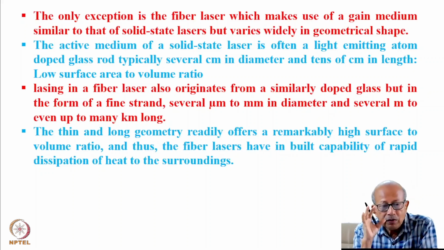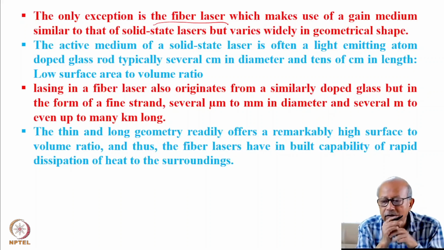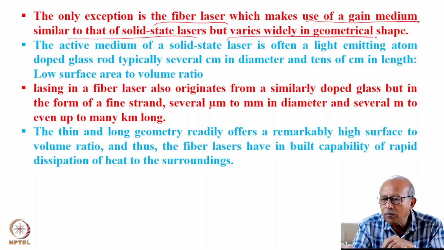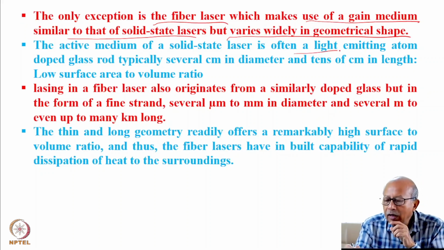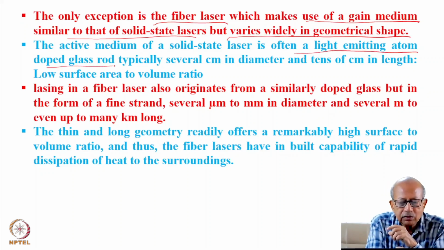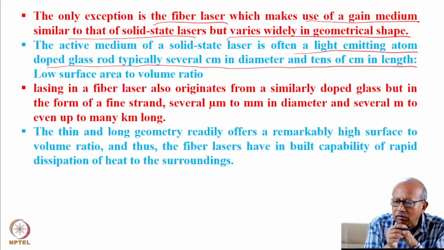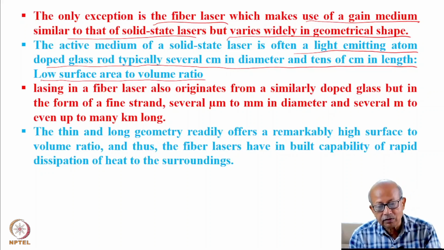The only exception of a solid state laser that is free from such a drawback is a fiber laser, which makes use of a gain medium similar to that of a solid state laser but varies widely in geometric shape. The active medium of a solid state laser is often a light emitting atom doped glass rod, typically several centimeters in diameter and tens of centimeters in length, and it has a low surface area to volume ratio, as you have already seen.